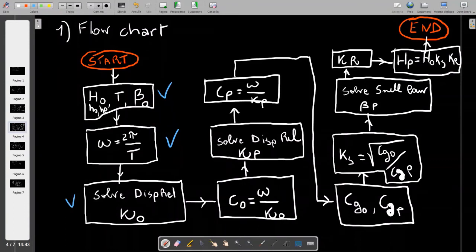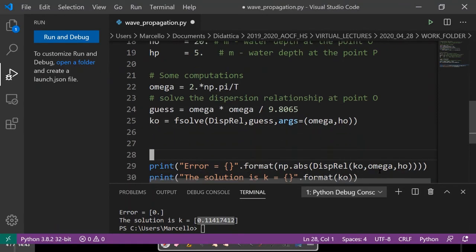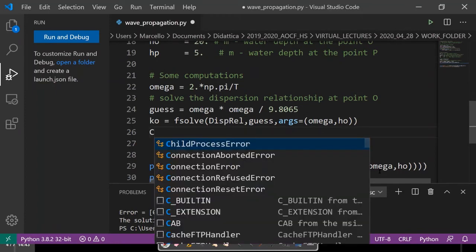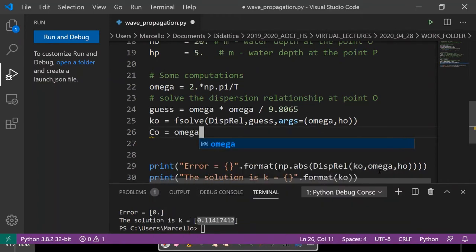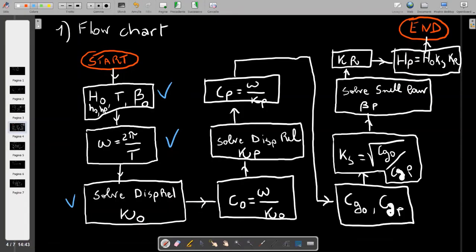Then we need to compute the wave celerity at the point O. So we go here and we compute CO equal to omega over KO. And we have done also this part.